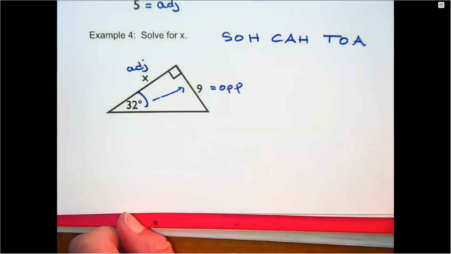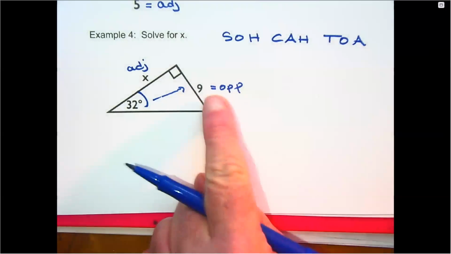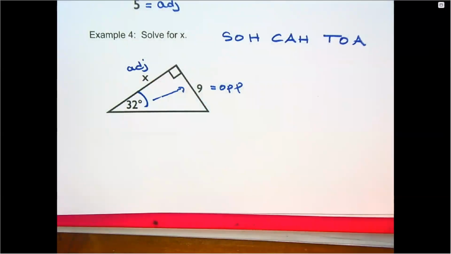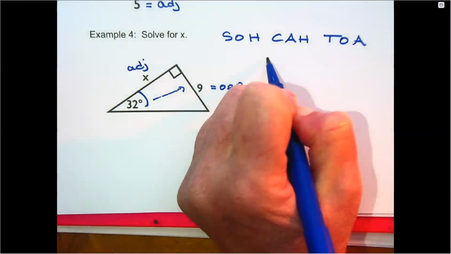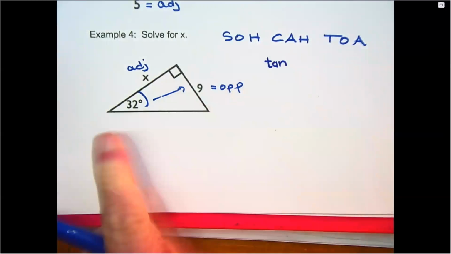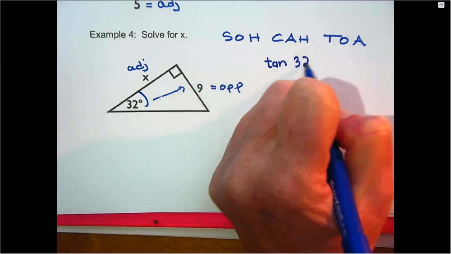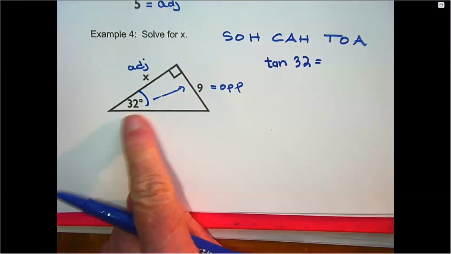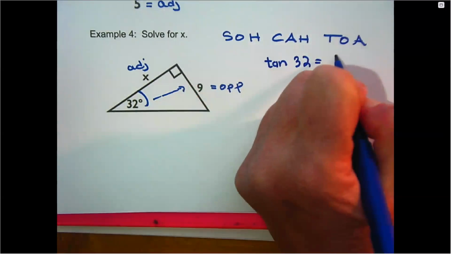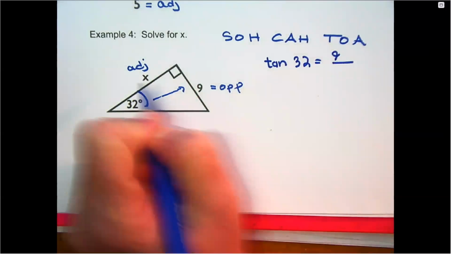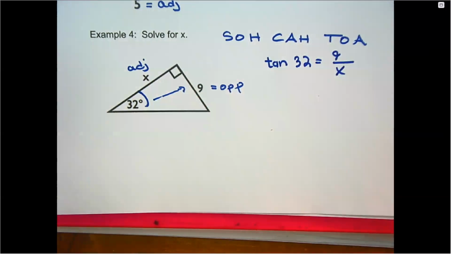So opposite and adjacent. Opposite, O and A is tangent, but be very cautious. This one's going to look different. I'm going to say the tangent of 32 degrees is opposite. Which side is opposite? Oops, x is not opposite. 9 is opposite. Over adjacent, which is x. Now look at that for just a moment and decide what makes it different. What makes that different than the first three?